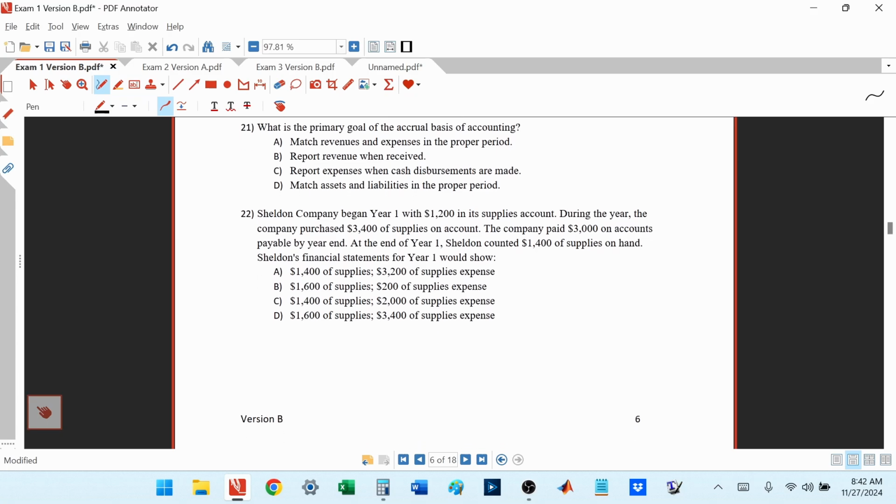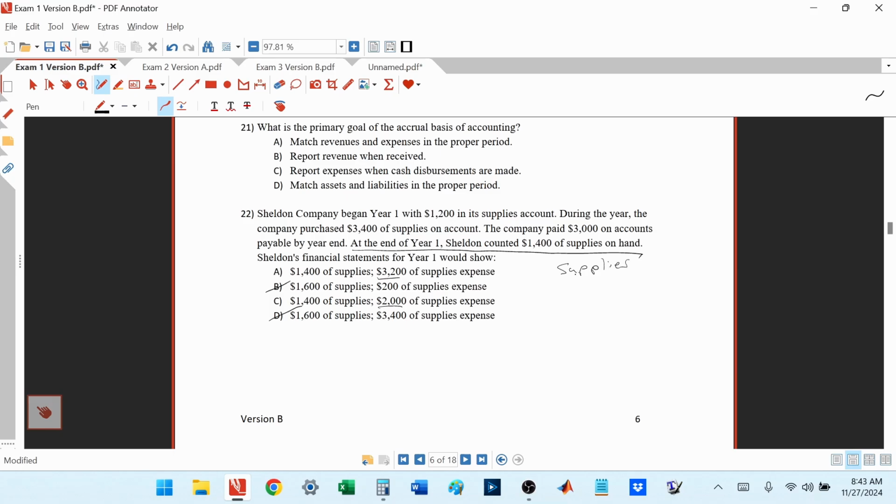Let's do 22. They're wanting to know our financial statements for year one would show what balance in the supplies account, and then what would be the supplies expense. Well, right here at the end of year one, we count $1,400 of supplies on hand. So the balance in supplies at the end of year one is $1,400. So that rules out D and B. We're left between A and C. What's the supplies expense? Is it $2,000 or is it $3,200?